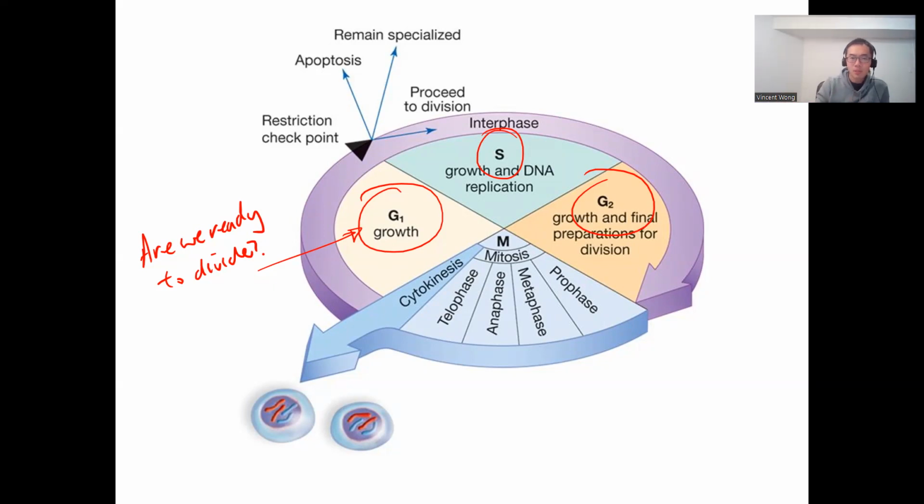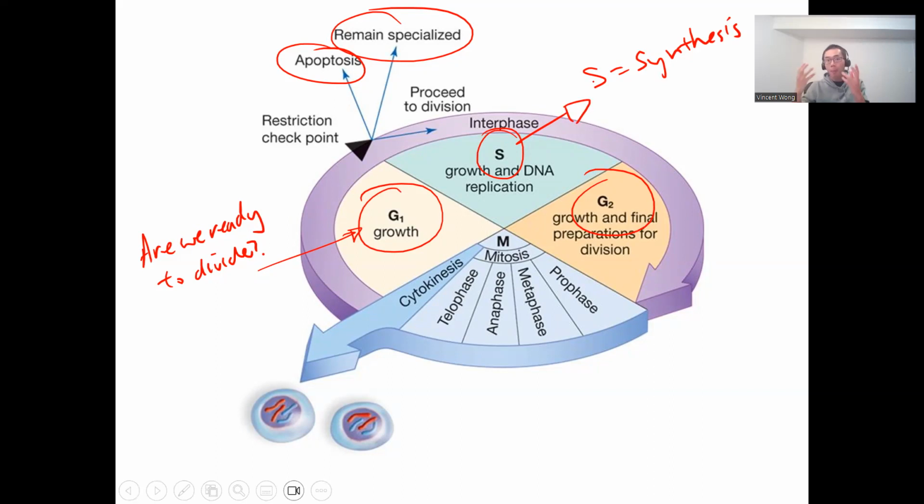Sometimes it's not. Sometimes the cell is too old, there's too much DNA damage, then it might kill the cell, right? Apoptosis. We learned about that. The cell might stay the way it is and not divide. But if all is well, everything is green light, then we are going to move on to the S phase. S is for synthesis. This is where you are going to be copying your DNA. It's the stuff that we learned in the first half of lecture 6.